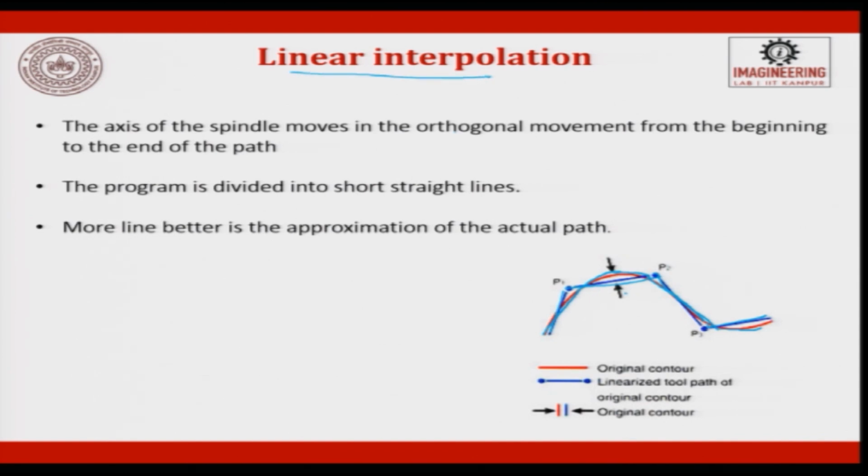There is always an error which happens, that is the difference between the orange line and the blue line. The program is divided into short straight lines, and the more lines, the better the approximation of the actual path. But if you use many lines, it takes more time to execute, while you will have lesser error. So, there has to be a trade off between these two.